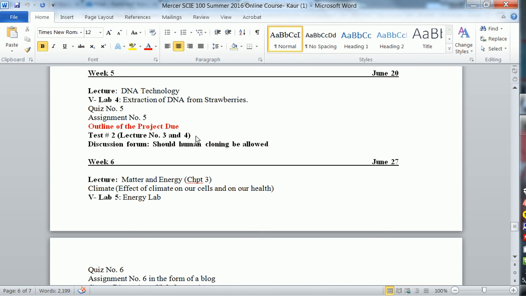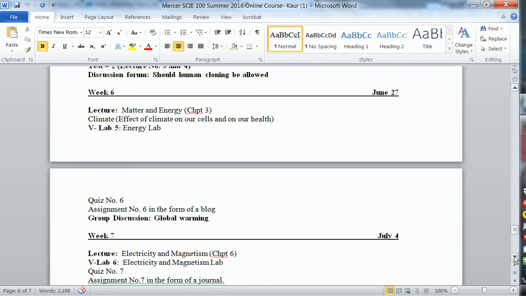There will be test number 2 from lecture number 3 and 4. Also there will be a discussion forum, and the topic will be: should human cloning be allowed? I would like every student to give their views about this very controversial topic. Should human cloning be done? Should it be made legal? Should scientists go ahead and do human cloning? Should humans be cloned? This is the topic of the discussion forum which we'll have in week 5.